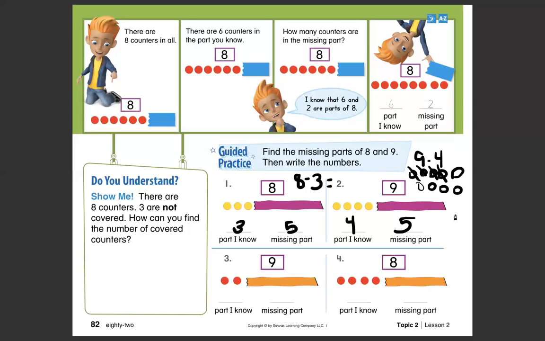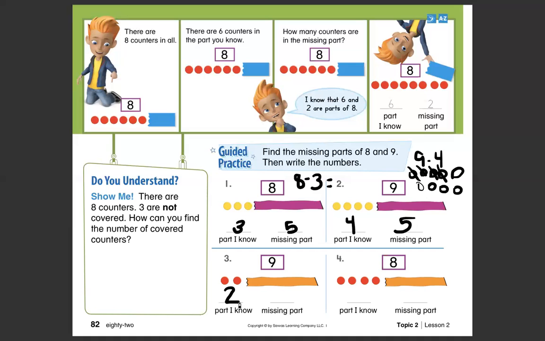Excellent job, kiddos. If you need more time, please feel free to hit the pause button. If you are all set, then you may move on to number 3. We're going to do that together. If you need a bit more time or you need the directions repeated, you can hit pause and then rewind the video. Look at number 3. How many do we have in all? How many counters do we have in all? We have 9 counters. All right, how many counters do they show us? Let's count. 1, 2. So the part I know, how many do we know? We know we have 2.